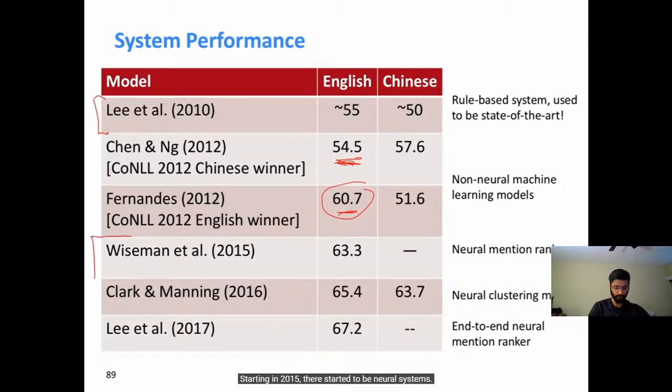Starting in 2015, there started to be neural systems. So Wiseman et al. was sort of the first neural system. I vaguely mentioned this Clark and Manning system, and the numbers are going up into the mid-60s. And this is the Kent and Lee system that is the end-to-end neural coreference. And on English, it's getting about 67. So something you'll notice from this is the numbers aren't great. So coreference is still far from a solved problem.